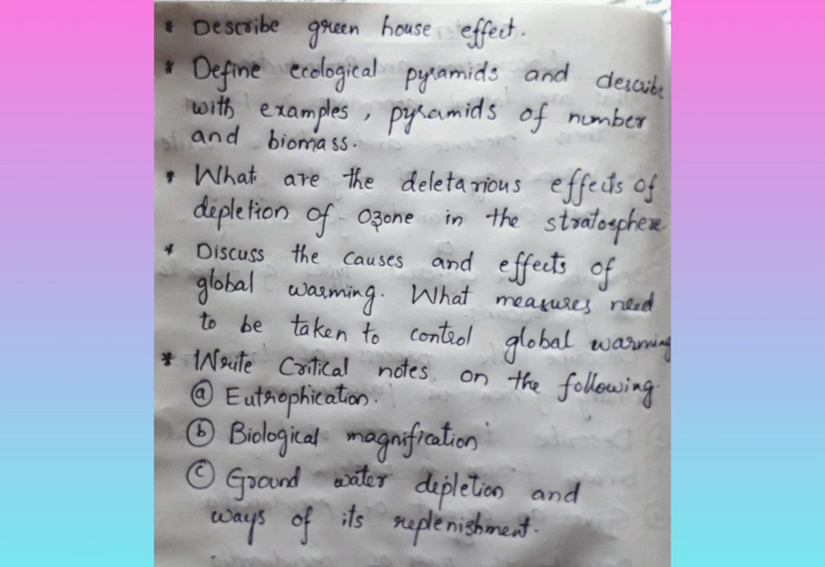What are the deleterious effects of depletion of ozone in the stratosphere? Discuss the causes and effects of global warming. What measures need to be taken to control global warming? Write critical notes on the following: eutrophication, biological magnification, groundwater depletion, and ways of its replenishment.